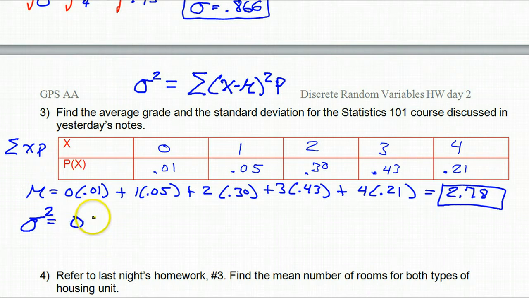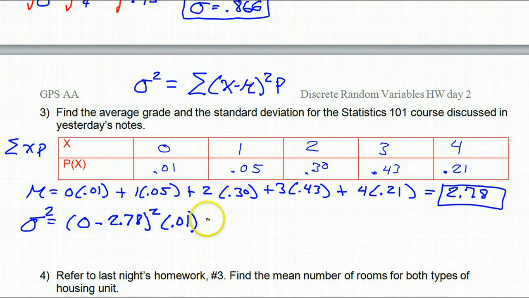It'd be like parentheses 0 minus, now the mean, we just found it, that's our 2.78, and then squared, and then times the probability, which is times 0.01. And then plus 1 minus 2.78 squared times the probability 0.05 plus, now I'm just going to put dot dot dot.